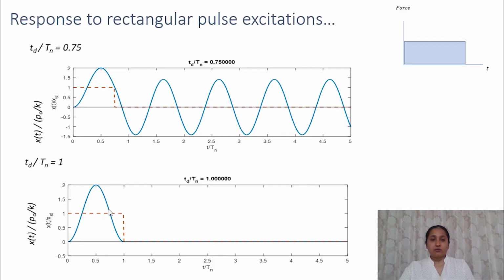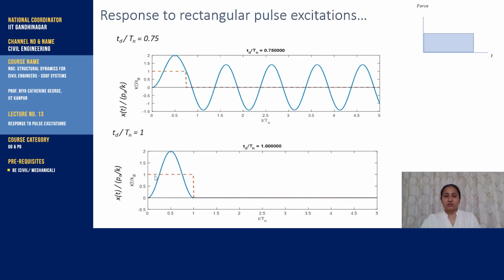Then it reduces, it is oscillating back. So the system is oscillating during the forced vibration phase about the static displacement position. So this is oscillating about P naught by K. That is x by P naught by K is 1. So this is starting to oscillate, but when Td by Tn is equal to 1, that is when the pulse stops, the displacement and the velocity both are equal to 0.